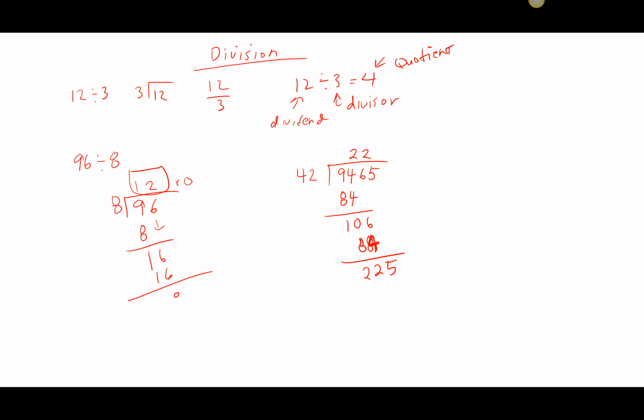That'll go into it about 5 times. You kind of have to guess there. 5 times 2 is 10. Carry your 1. 5 times 4 is 21. So you have 15 left. You don't have anything else, so it's 225 with a remainder of 15. So that's how you do it with a remainder, okay?